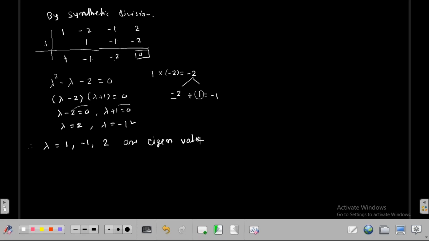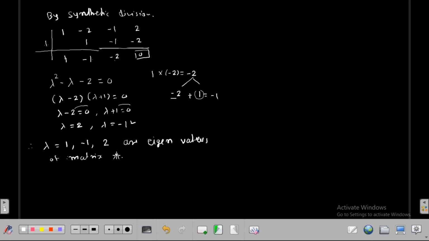Eigenvalues of the matrix A. Now find the eigenvectors corresponding to these. So first of all, to find the eigenvalues, we know the homogeneous form of matrix.